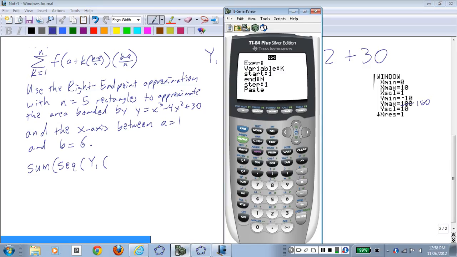You're on your main screen and you press the VARS button. And then you press the right arrow to go to the Y variables. And then you press number 1 to go to function. And then you press number 1 for the Y1. So it's variables, right arrow for Y variables, number 1 for function, and number 1 for Y1. And then open the parentheses like that.